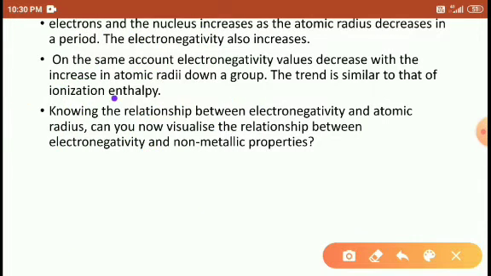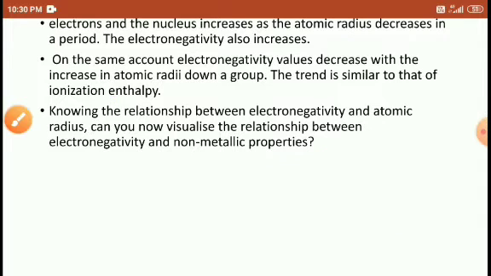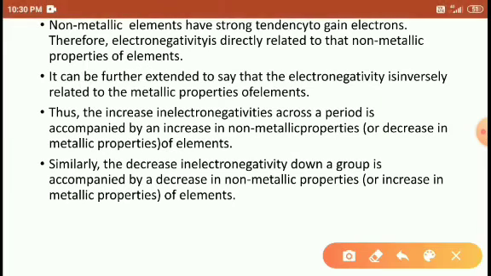Then knowing the relationship of electronegativity and the atomic radius, we can visualize the relationship between the electronegativity and the non-metallic property. So with the help of the electronegativity and the atomic radius, we can easily explain the electronegativity and the non-metallic property. What are the non-metals? The non-metals have high electronegativity, students, as compared to the metals. Non-metallic elements have a strong tendency to gain electrons. Therefore, electronegativity is directly related to the non-metals. Non-metals more easily accept electrons as compared to the metals.